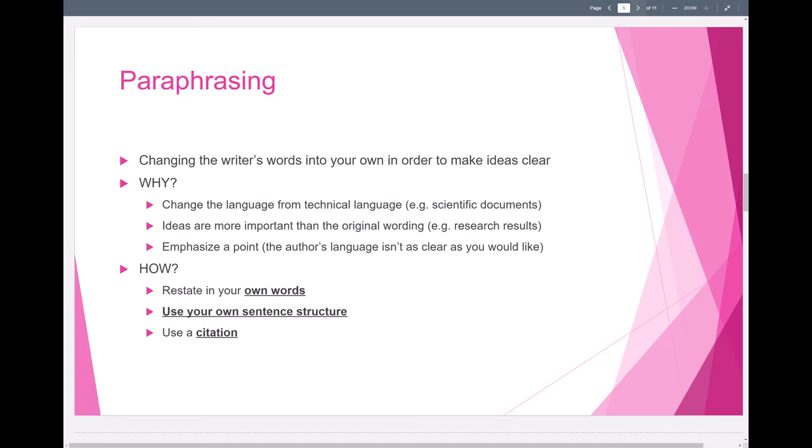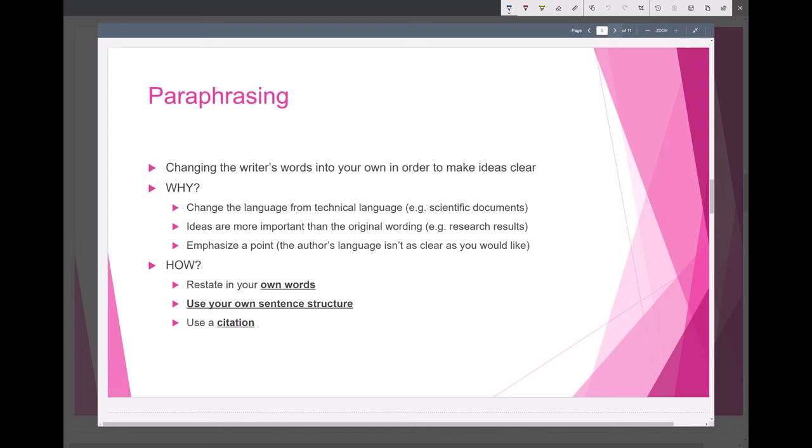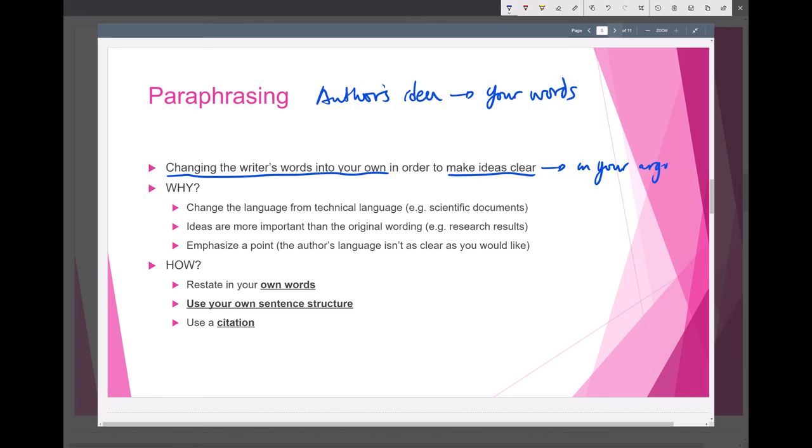How about paraphrasing? With paraphrasing, remember, it is still the author's idea, but you write it in your words. And you are doing this to make your ideas clear in your arguments. And here are some extra reasons why we want to make ideas clear. For example, you were reading a journal article.